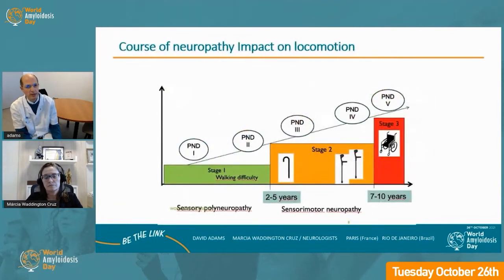This is a progressive disease. That means you start with paresthesia and abnormal sensation in the feet, and progressively you develop difficulty in walking. After 2 to 5 years, you need an aid for walking, 1 crutch or 2 crutches, and finally you are wheelchair bound and bedridden after 7 to 10 years. So it is a very severe and disabling neuropathy.